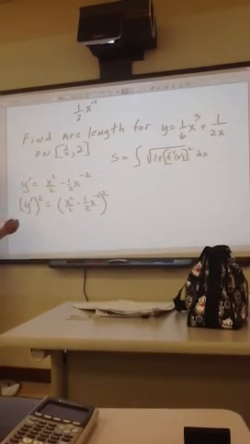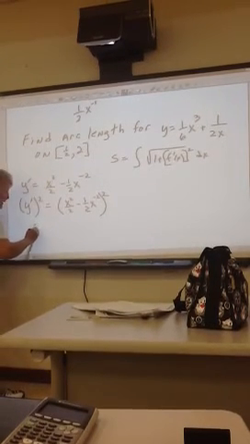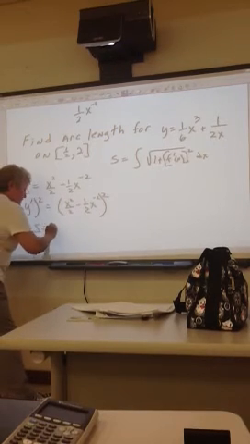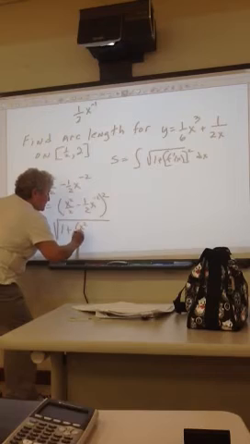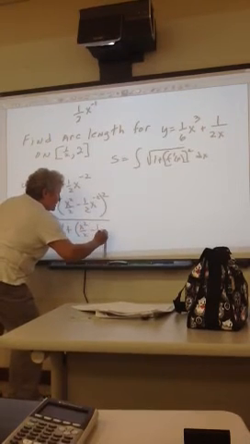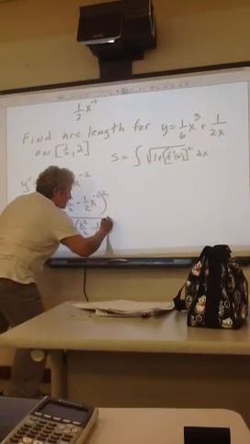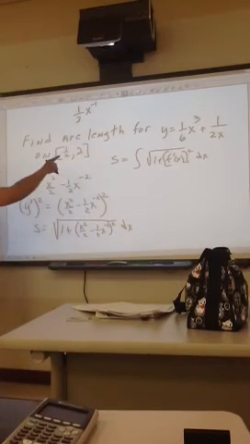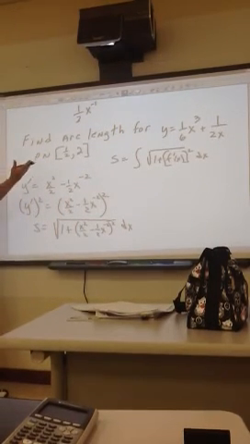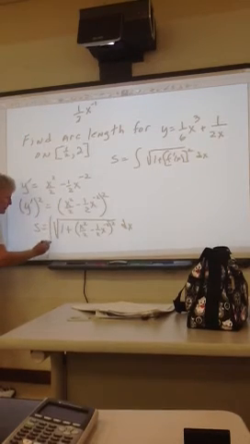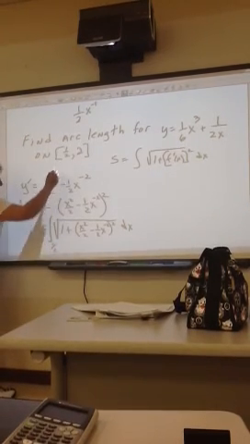And then our arc length is just going to be the integral of the square root of 1 plus this derivative squared. And the limits of integration, they have to give you in the problem. So it's got to go from 1/2 to 2.